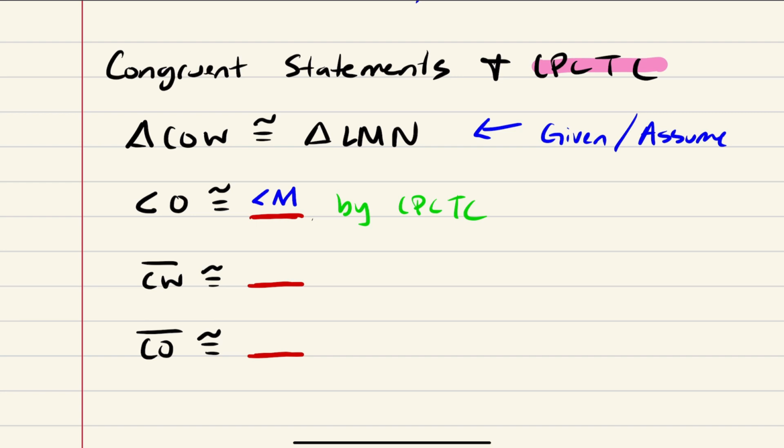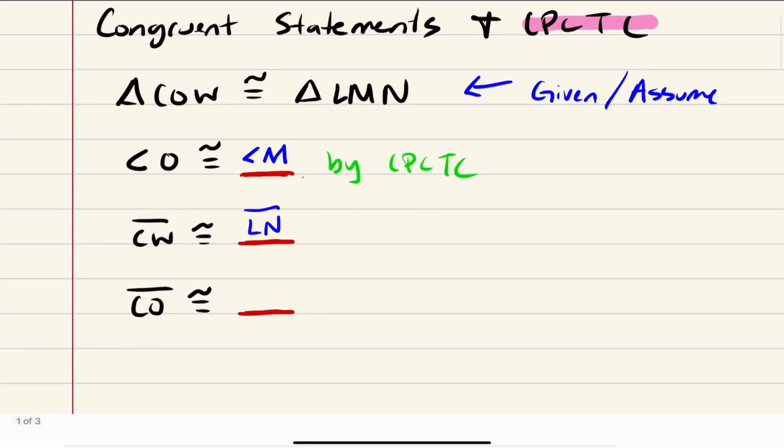Okay? Let's go ahead and take a look at segment CW. So CW, and the fact that C is in the first position, W is in the last position, then I need to look at the other triangle where you look at the first letter and the last letter, just like CW here. So in this case, segment LN is congruent to segment CW. That's the answer. CO, first two letters, LM, first two letters. So that's your answer, segment LM. And again, we were using CPCTC.